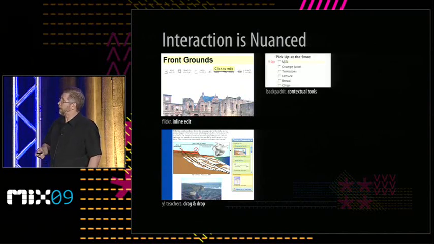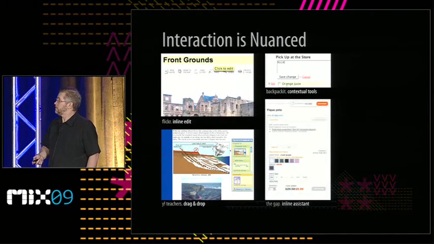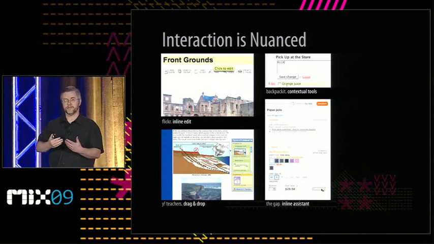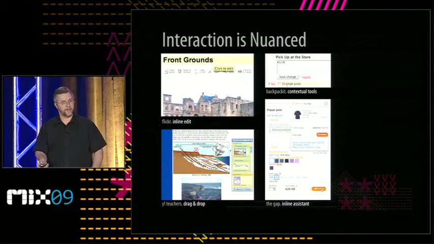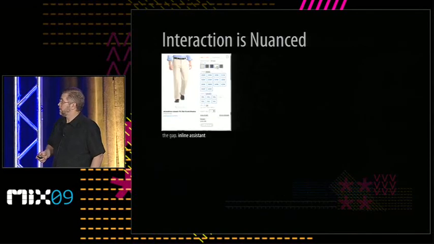This is an example from Backpack with contextual tools. You hover, you get some kind of a click link. An example from the Gap of inline assistance. As you're doing things, things are changing and responding. Again, interaction is nuanced, so the typical wireframing mechanism is difficult for showing that. You can show some of these things because sometimes they get to be frame by frame. But as Bill talked about yesterday morning, a lot has to do with the timing that's in between.